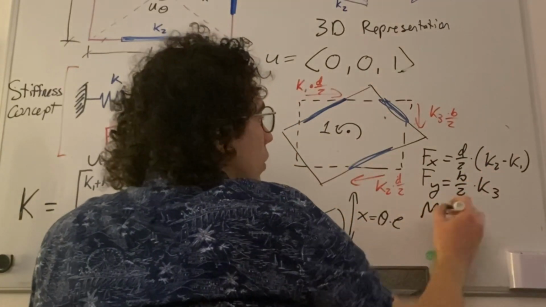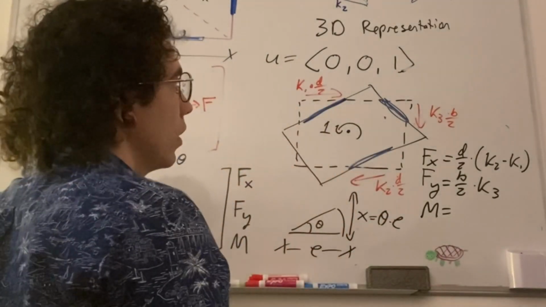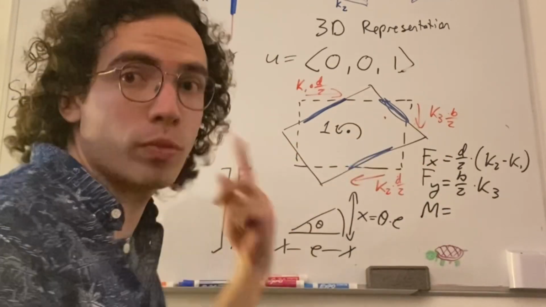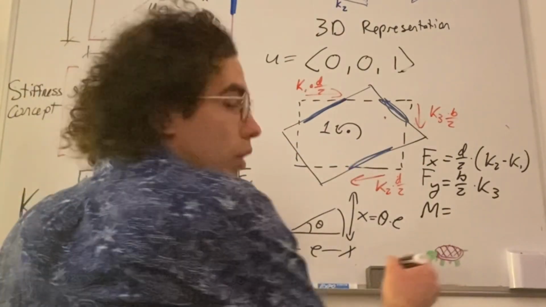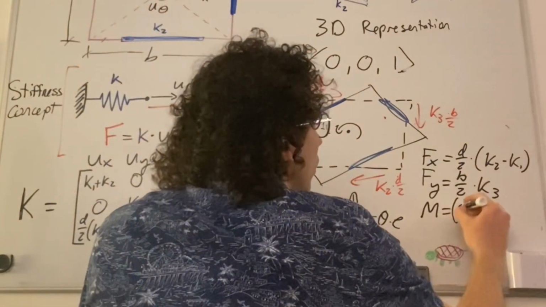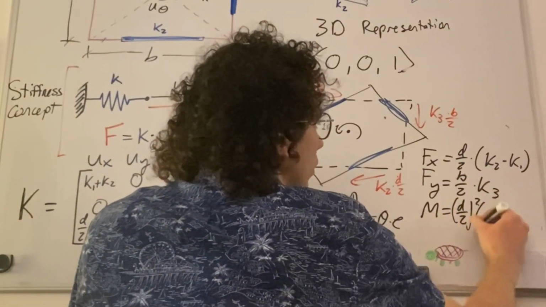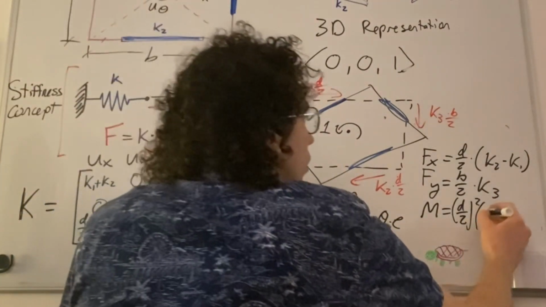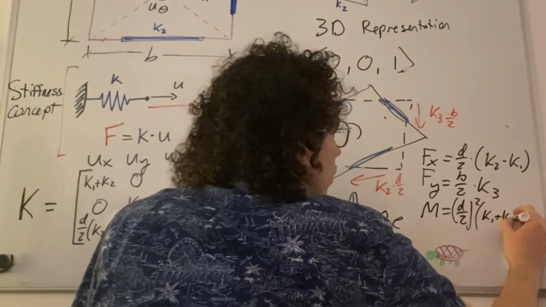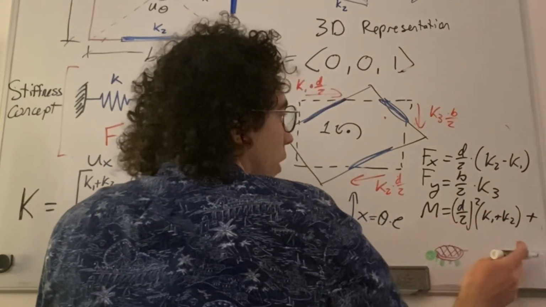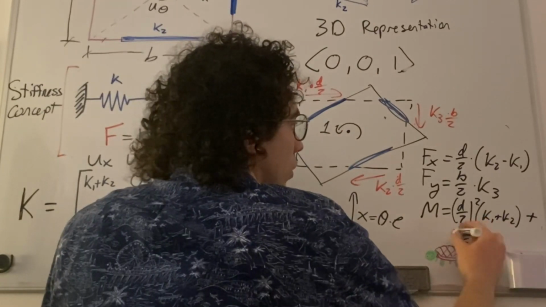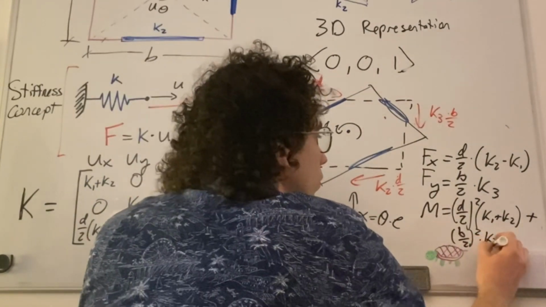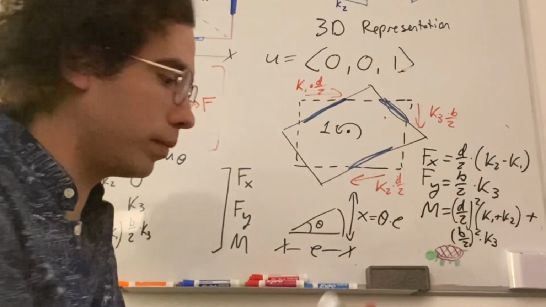And the moment, well, it has to counteract all of that, and the forces are going to be times the eccentricity already. We have to multiply by the eccentricity again. So in that case, you get D over 2 squared times K1 plus K2 plus, running out of room here, B over 2 squared times K3. I almost ran into my turtle down there.